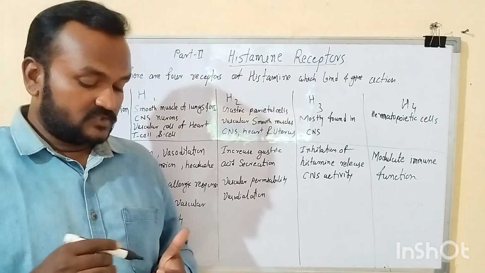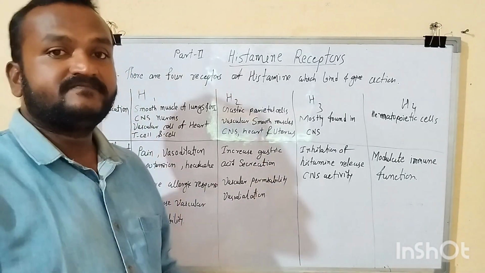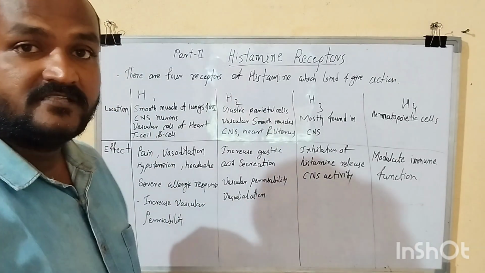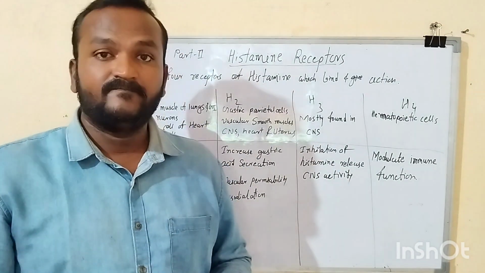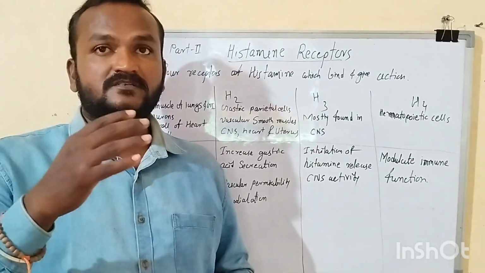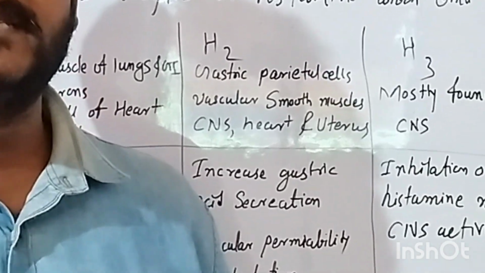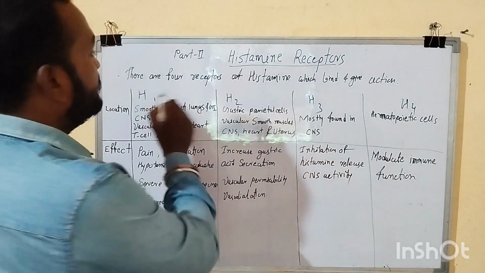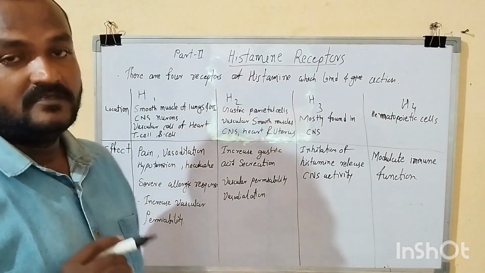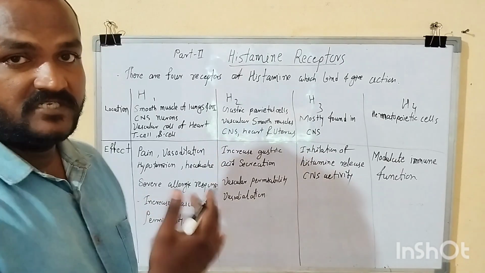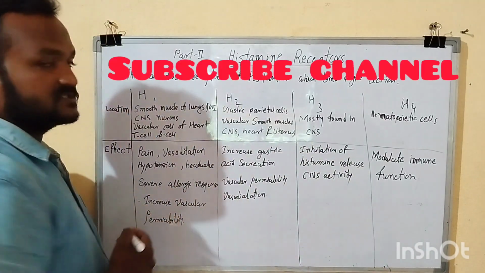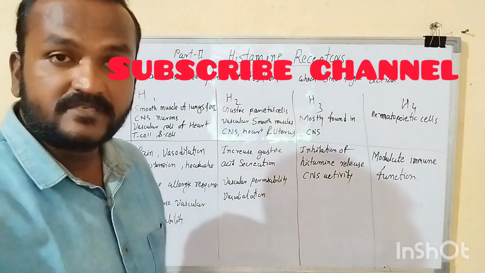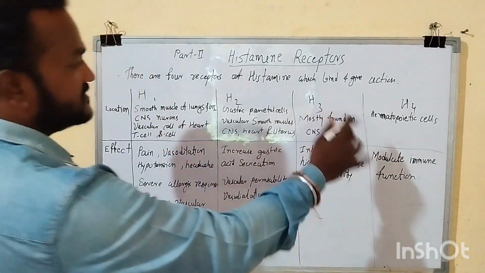If you understand these receptors, then you will definitely understand the classification of antihistaminic agents. The whole classification of antihistaminic agents depends on these 4 types of receptors. So first of all, understand exactly what the locations and effects of these 4 receptors are. Just put it down like a table.